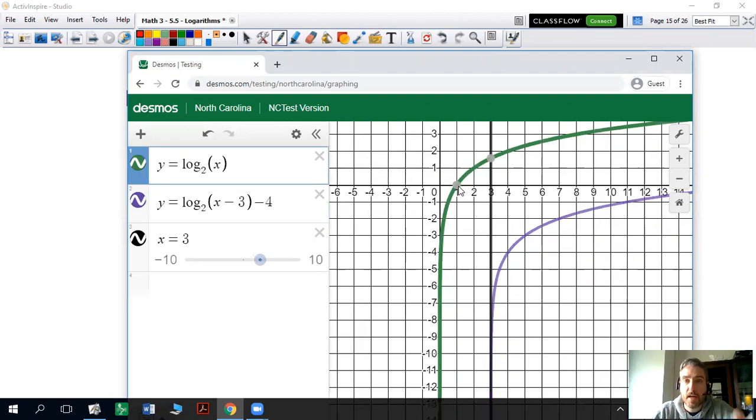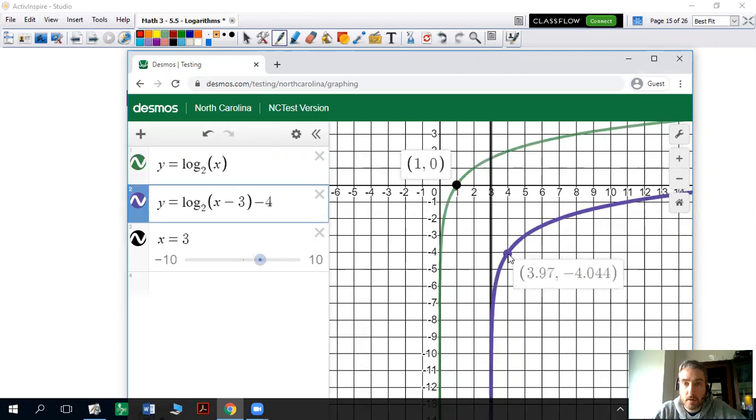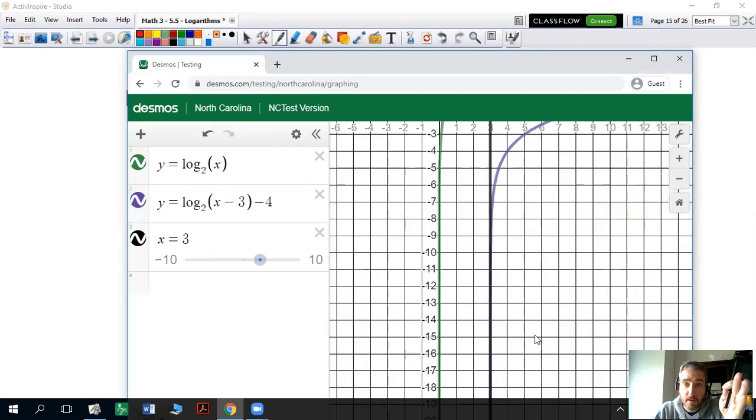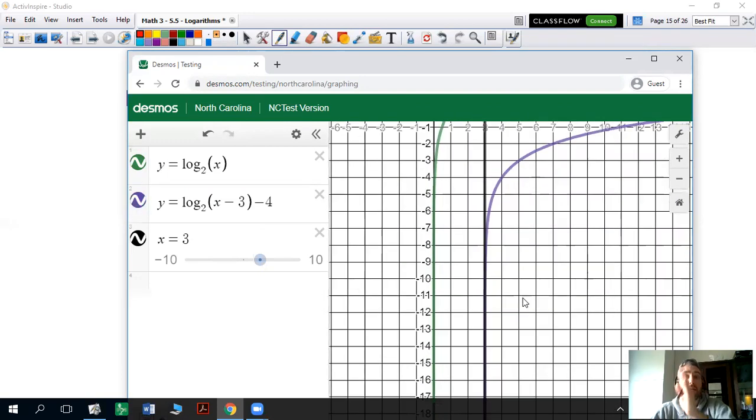So pick a point to compare, right? 1, 0. If I take that right 3, that's going to give me 2, 3, 4. And down 4, 1, 2, 3, 4. That point, 4, -4, is right 3 and down 4. That happens to be on our new graph. So we know we did the right movement. And it looks like x equals 3. The graph will never go beyond that on the other side of it. So everything's good.